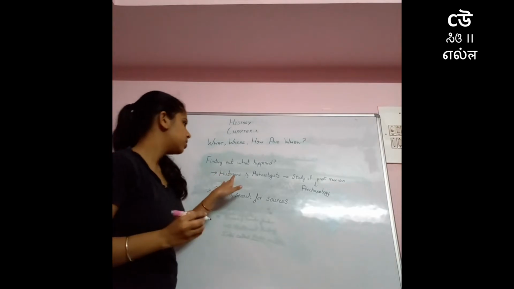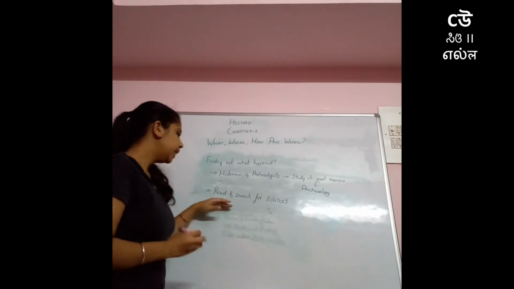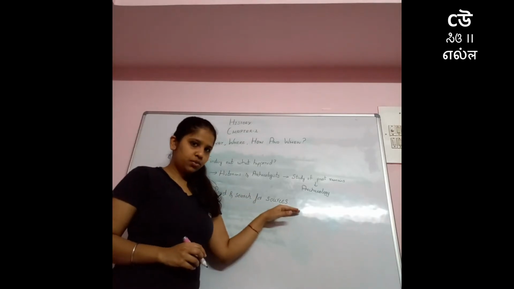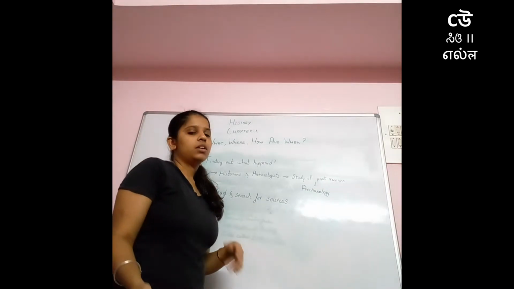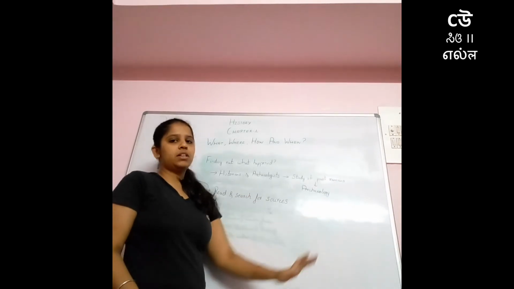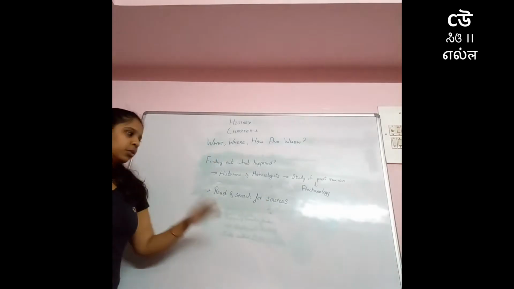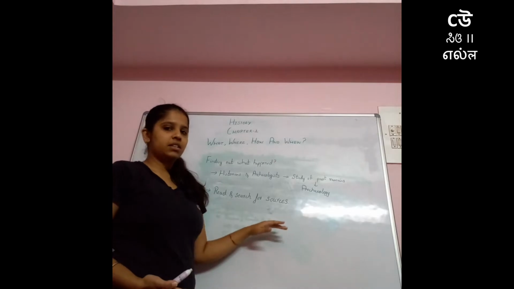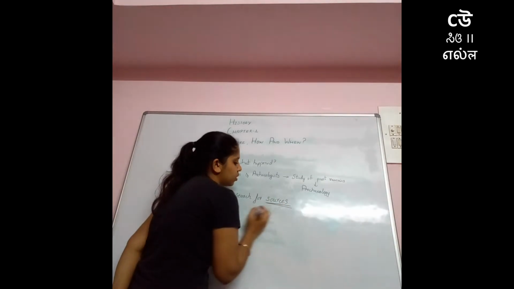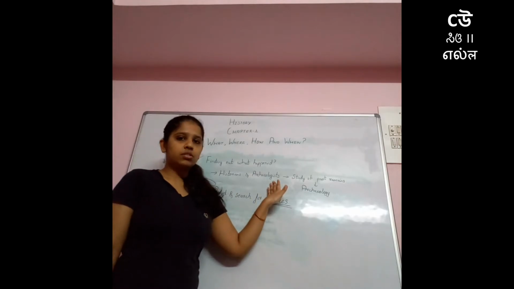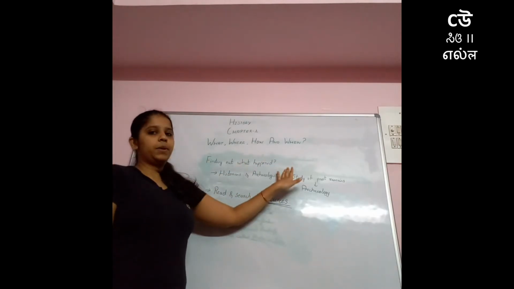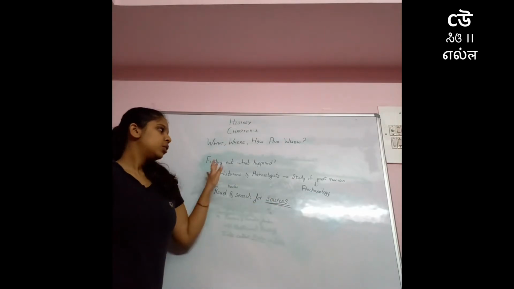So, how did archaeologists or historians get to know about the past? By reading or searching for the sources from the past. Sources means the information which we get from the past remains, or the writings or the books from which we get the information regarding the past. Okay, so reading and searching for sources will help historians and archaeologists to find out what happened in the past.